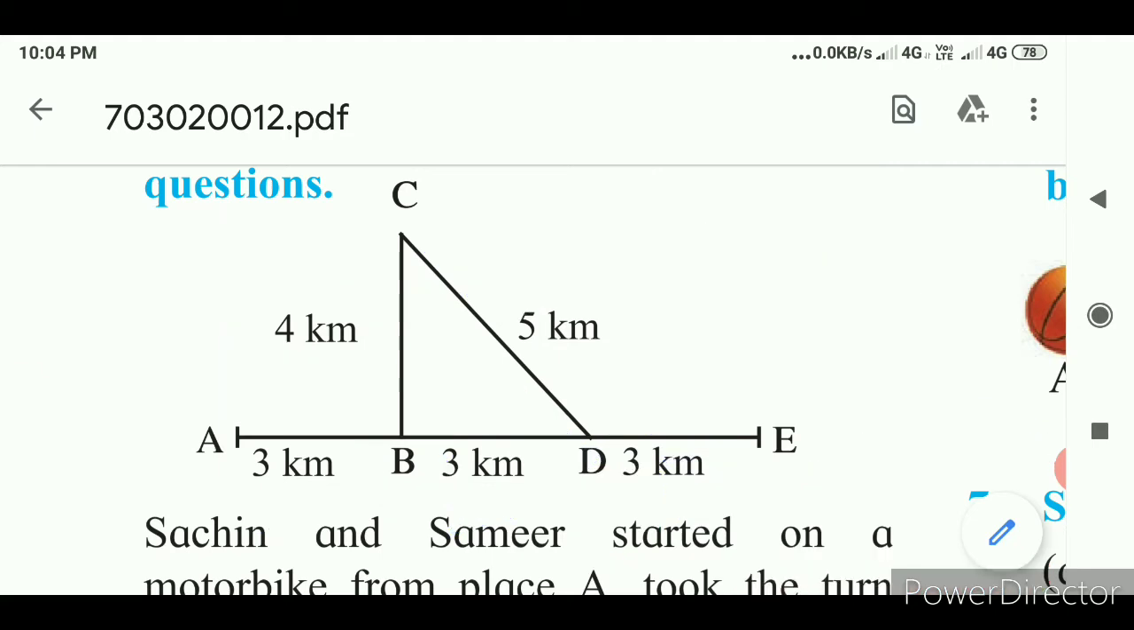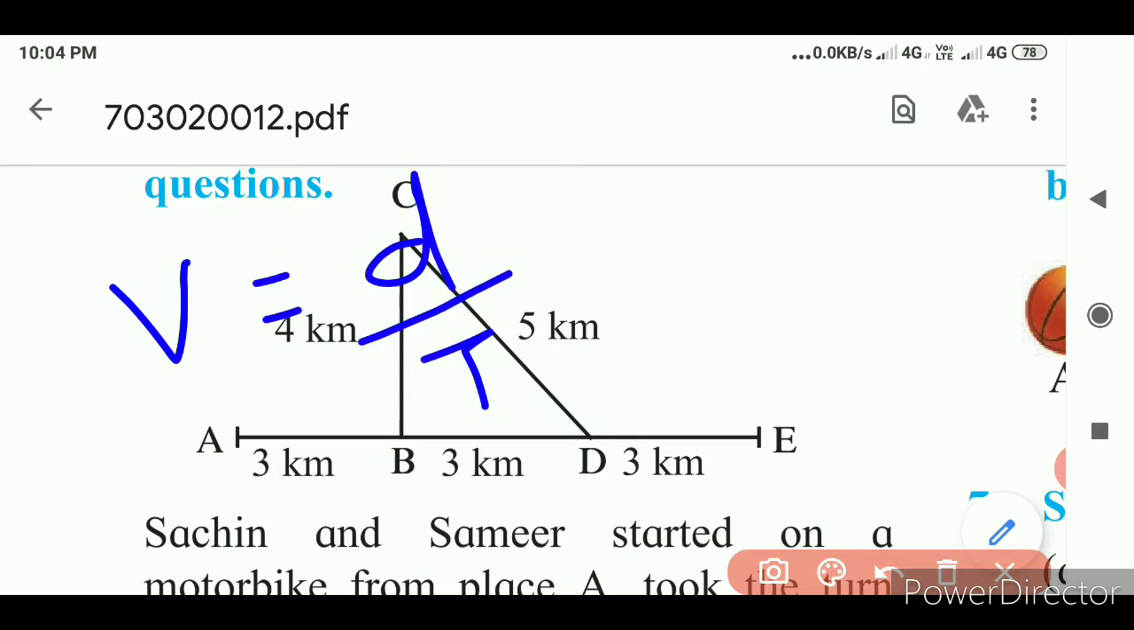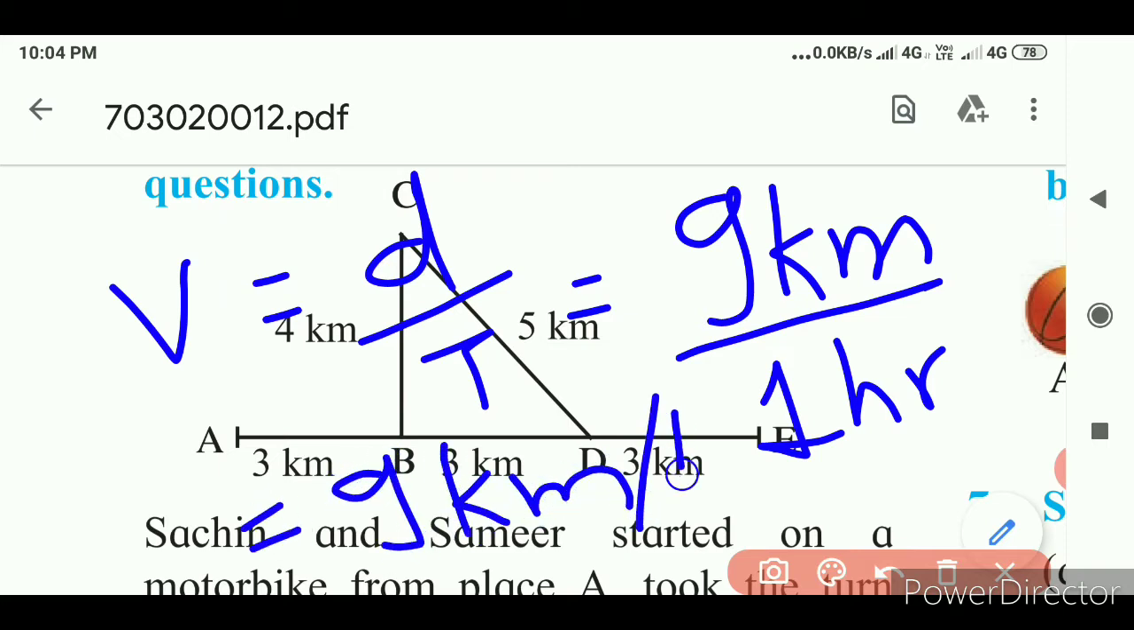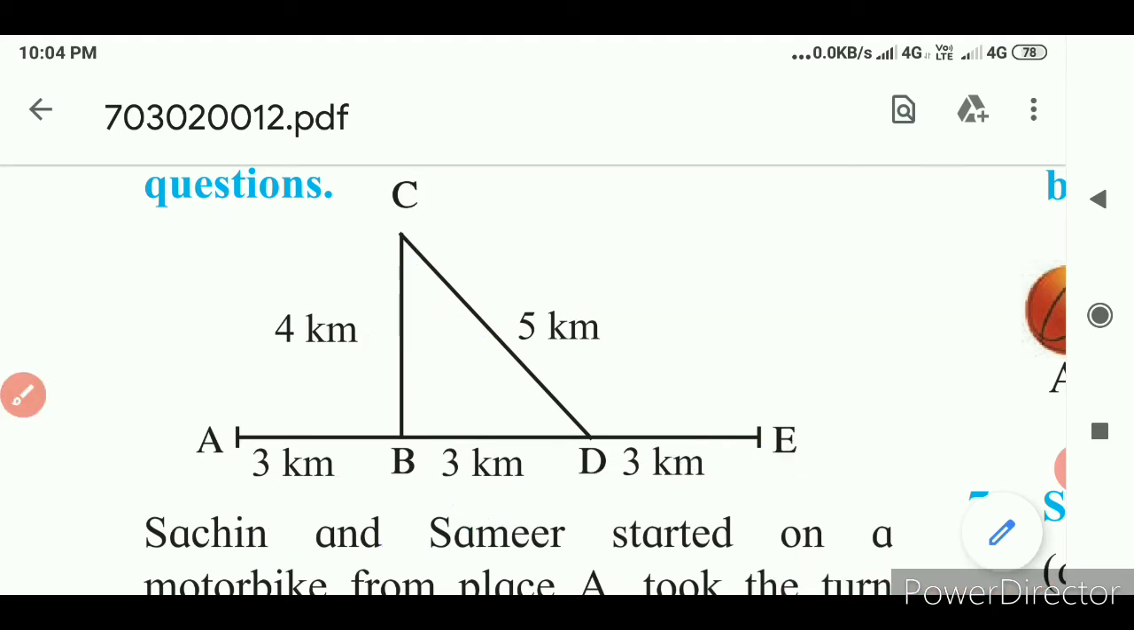This is the speed. Now the next question asks: what is the velocity? The formula for velocity is v equals displacement upon time. What is the displacement? 9 km, and the time taken is 1 hour. So their velocity is 9 km per hour. Next question: can we call this velocity an average velocity? So the answer is yes, we can call this velocity an average velocity.